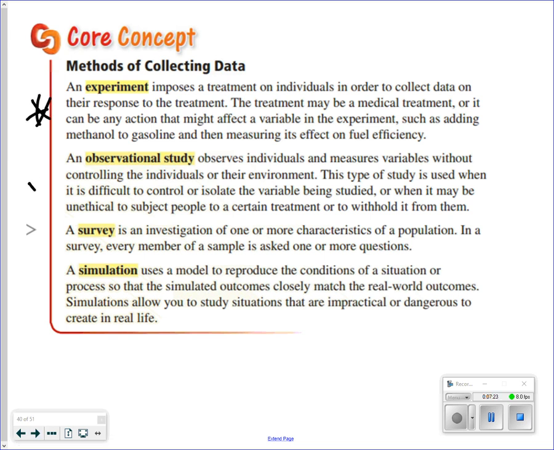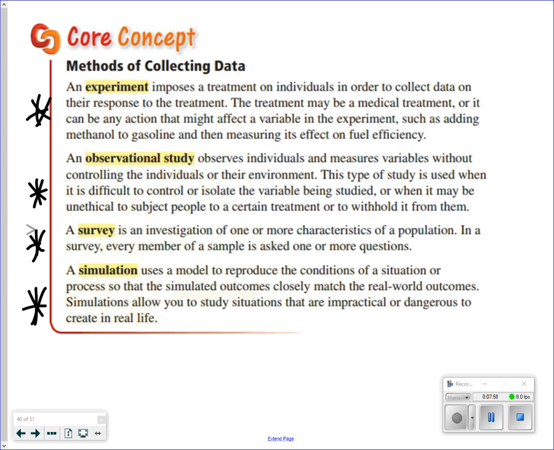Observation, this is when you're going to sit back and just watch. Okay, so maybe I'm going to sit back and watch and see how many students are going to come in and sit down quietly and actually do their homework. Okay, next, a survey. So now you're talking about an investigation in which I am asking questions, or every member in the sample is asked a question. Okay, that's a survey. And a simulation, this is a lot of times when things are dangerous. Okay, a simulation is used to model and reproduce the conditions of a situation and then see the results to match the real world outcomes.